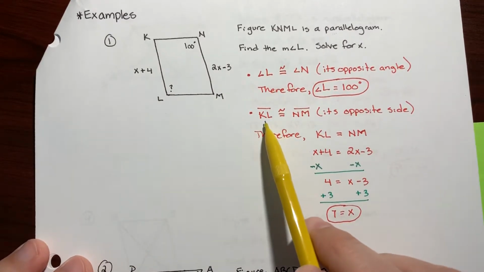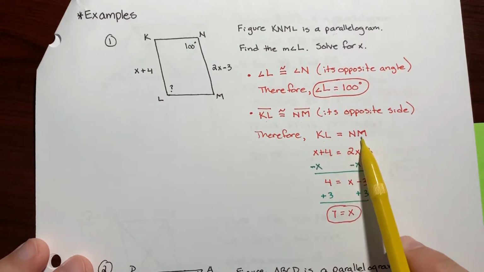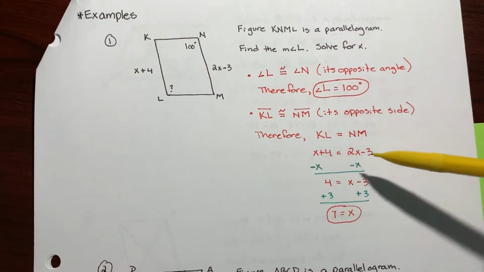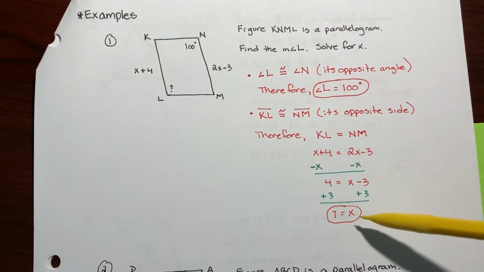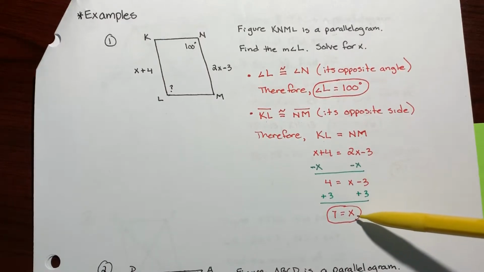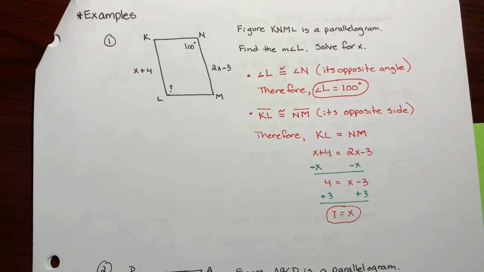All right, so I said KL is congruent to NM, therefore they are equal to each other. So I set the expressions equal to each other, and I just solve for X. Now that's all I had to do, but if I actually had to find the side measurement, I would take that value and plug it in for X and I would get my side measurement. All right, example 2.